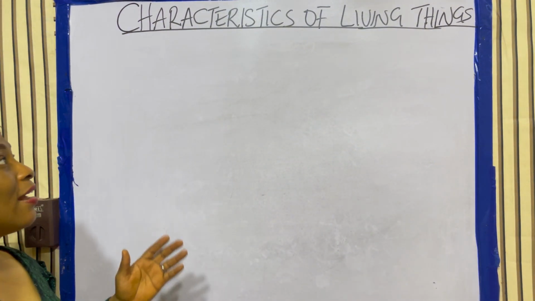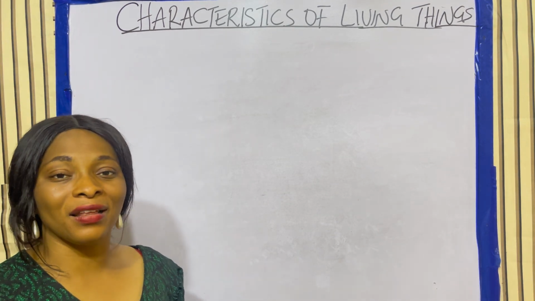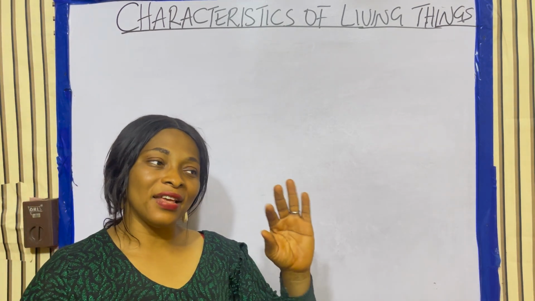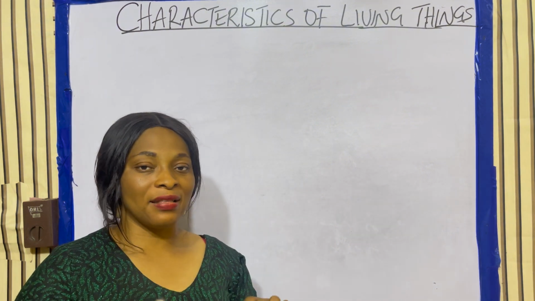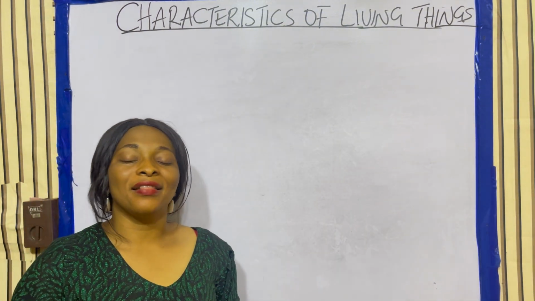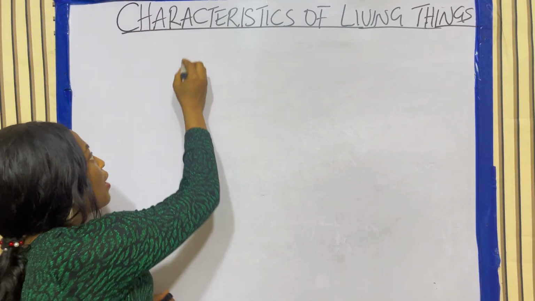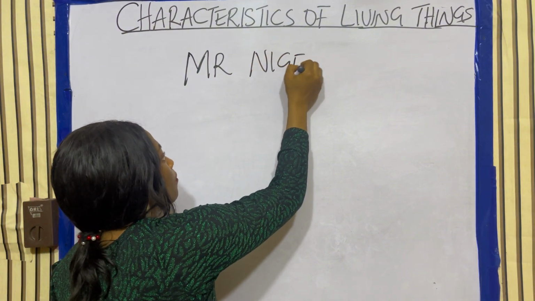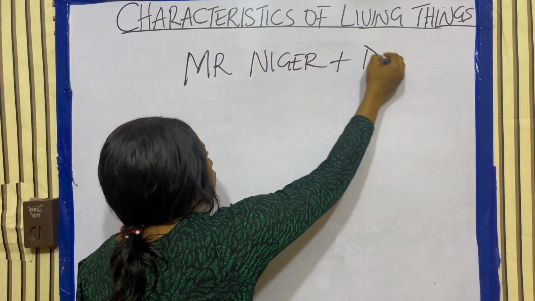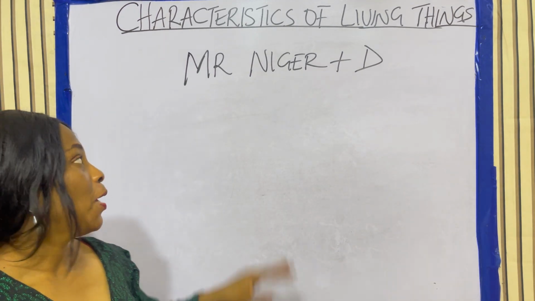Now, we're looking at characteristics of living things. What are the things that make something living? When we say this is a living thing, what is that very thing in it that makes it living? The characteristics of living things can be remembered with the acronym MR NIGER plus D. Now, let's look at them one after the other.